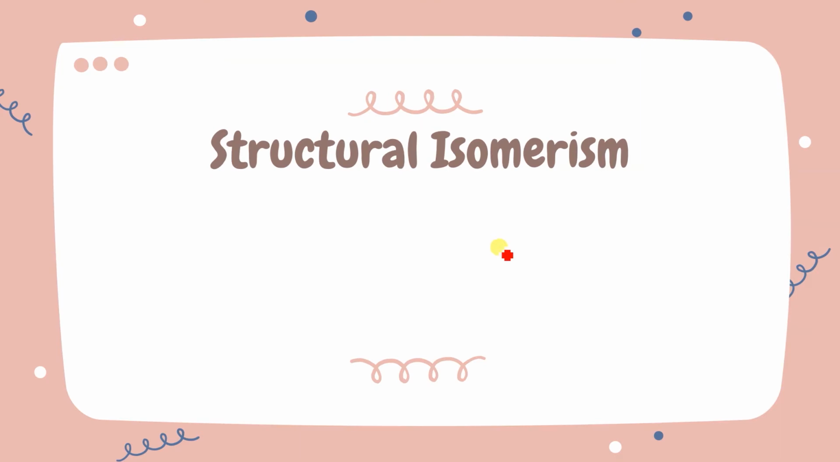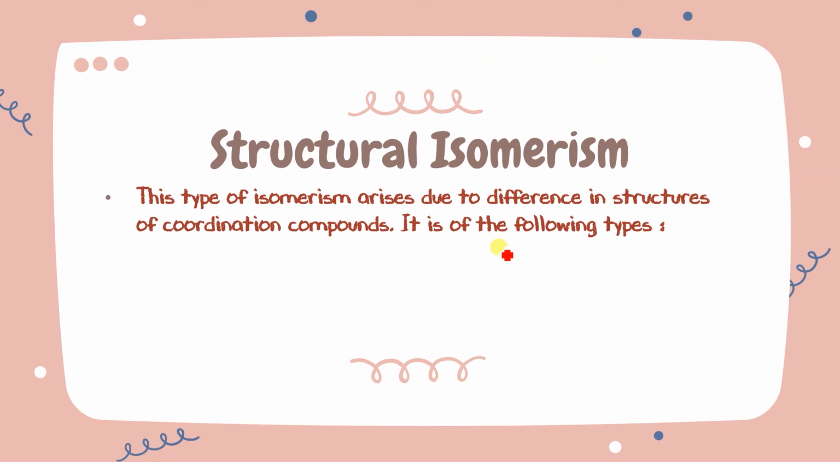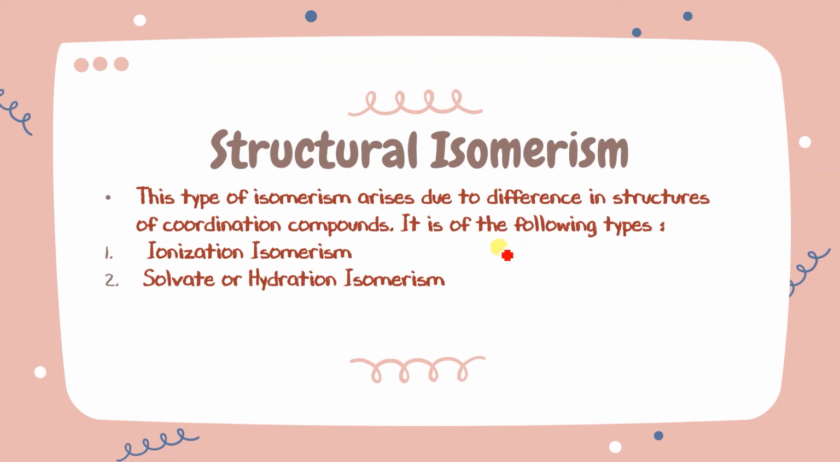First we will complete the structural isomerism. As I told you, the type of isomerism that arises due to a difference in the structure of the coordination compound is called structural isomerism, and again it is going to be of the following types: first is ionization, second is hydration or solvate, third is linkage, and fourth is coordination isomerism. As this was given in the flowchart on the previous slide, it is the same. So ionization isomers, let's start with this.